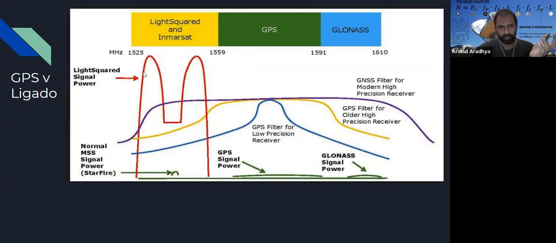So Ligado. This is the LightSquared signal, which is the signal power for the proposed system. And this is the power above which GPS has problems. If you transmit in this entire region covered by the blue curve, you end up having issues actually localizing your location. And naturally, if they're occupying the same spectral region, then you essentially have interference.